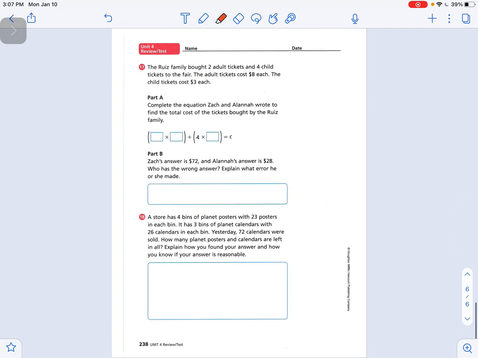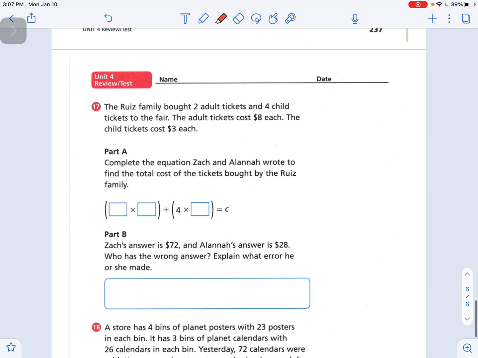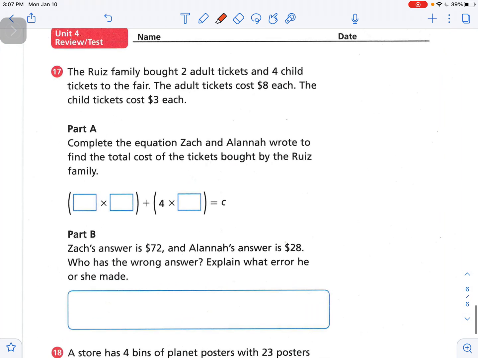This is our last page. Yay! Okay. So remember when we have part A and part B, it's referring to this question up here. The Roots family bought 2 adult tickets and 4 child tickets to the fair. The adult tickets cost $8 each. The child tickets cost $3 each. Complete the equation Zach and Alana wrote to find the total cost of tickets bought by the Roots family.